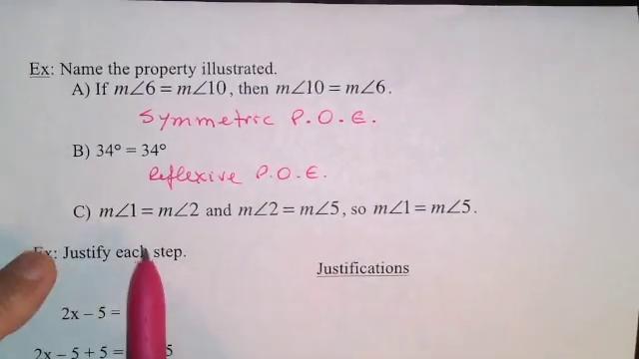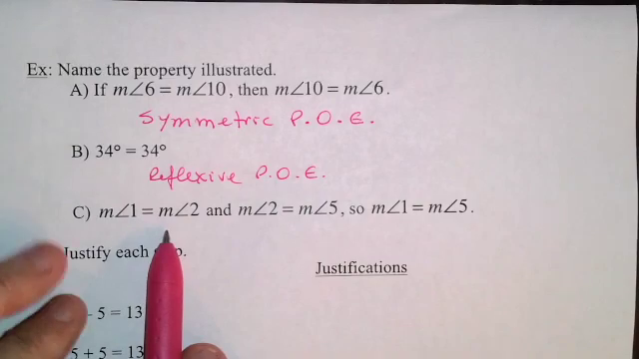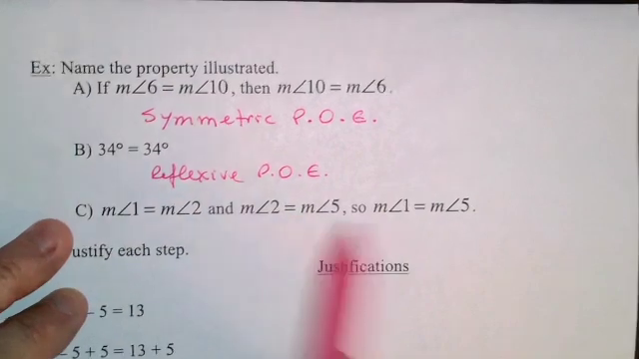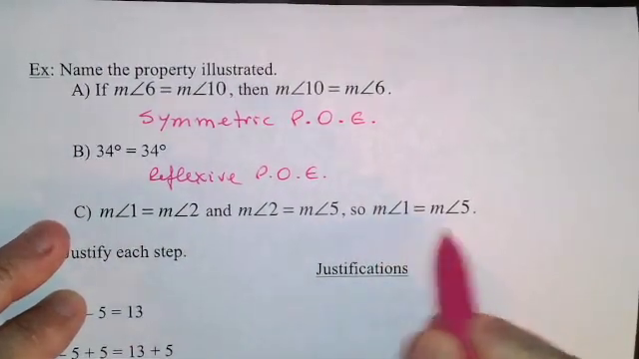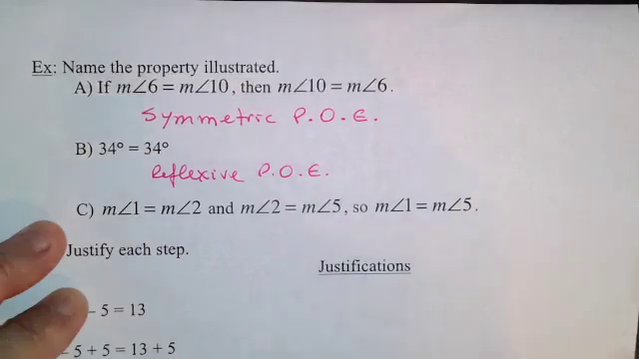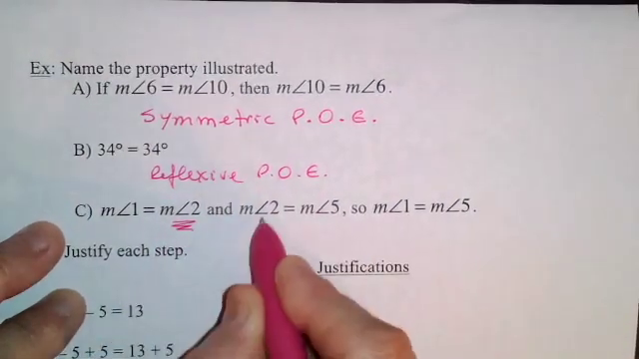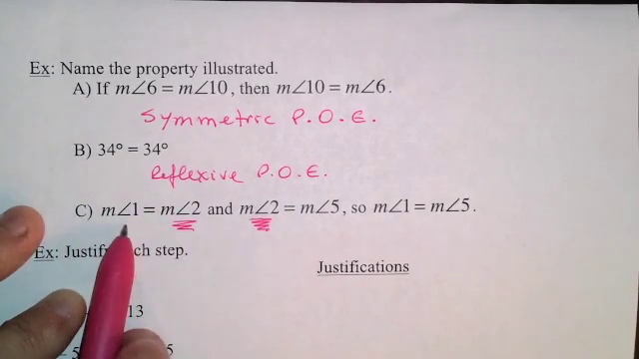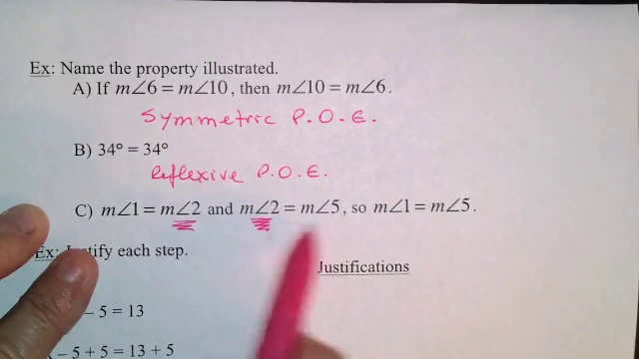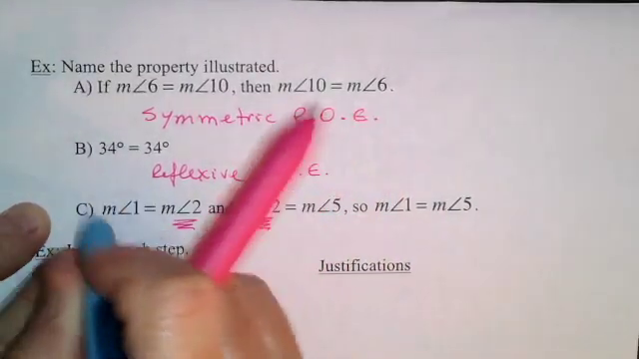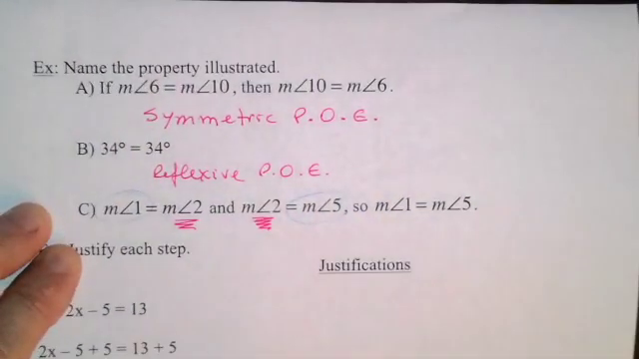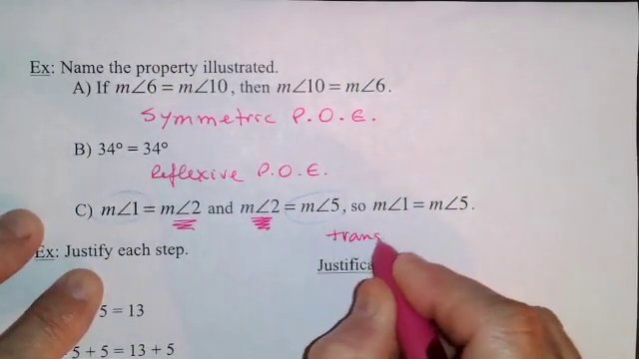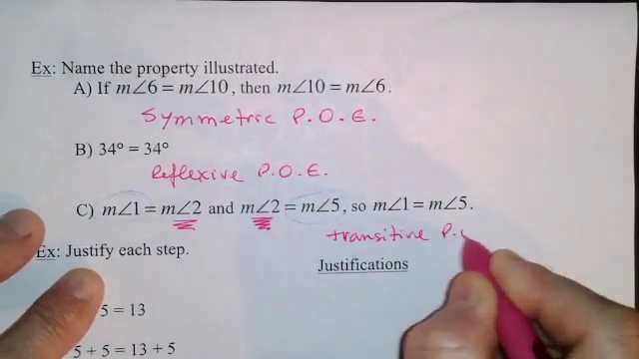Part C, the measure of angle 1 is equal to the measure of angle 2, and the measure of angle 2 is equal to the measure of angle 5. So the measure of angle 1 is equal to the measure of angle 5. Now we can see here that the measure of angle 2 appears in both statements. So the measure of angle 2 is equal to angle 1, and the measure of angle 2 is also equal to angle 5. So I can conclude that the measure of angle 1 is equal to the measure of angle 5. This is the transitive property of equality.